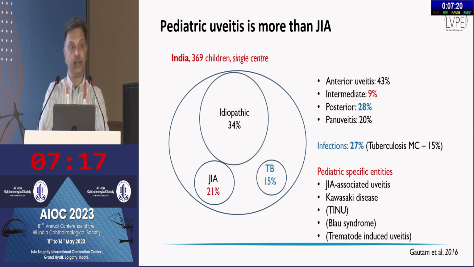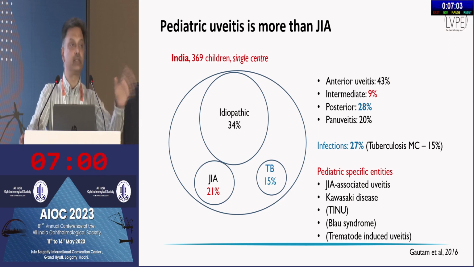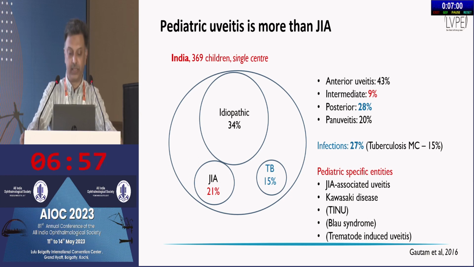Now, this is the largest study published from India, from PGI Chandigarh, and again you see that JIA is exactly the same percentage, 21% from India, and a big chunk also goes to tuberculosis. And in general, the percentage of infectious uveitis is much higher in India, as would be expected. There are a lot of pediatric specific diseases, Kawasaki, TINU, Blau, but one disease that we have identified in India, and Professor Ratnam is responsible for that, is the trematode-induced uveitis. These are pediatric specific uveitis entities.